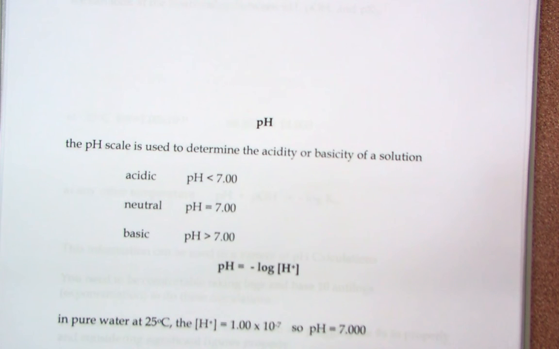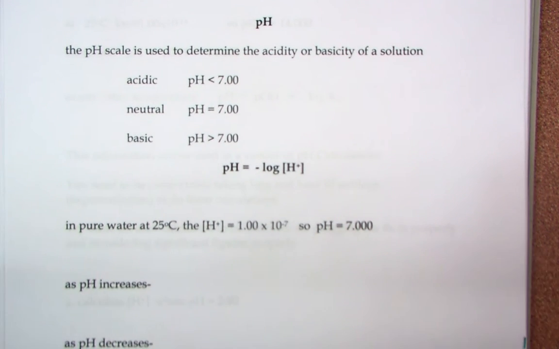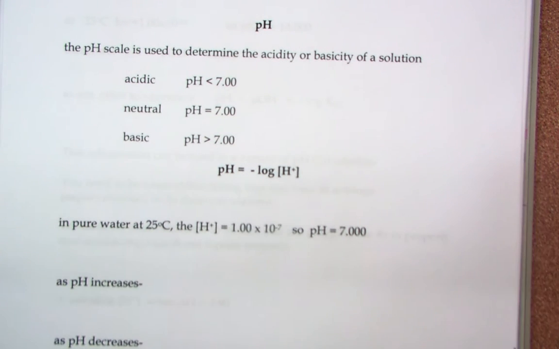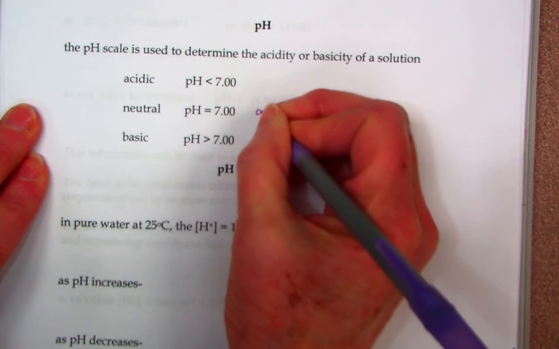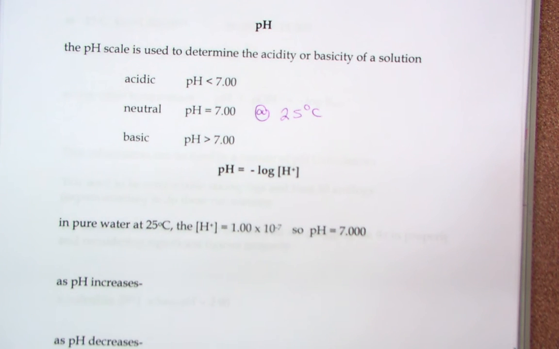So now, this moves us forward to start introducing the concept of pH. pH was supposed to be introduced in Chem 111, where you learn to calculate it as the negative log of the hydrogen ion concentration. And we use the pH scale to determine acidity or basicity of a solution. When the pH is 7, and this is only at 25 degrees C. Okay, this is at 25 degrees C.